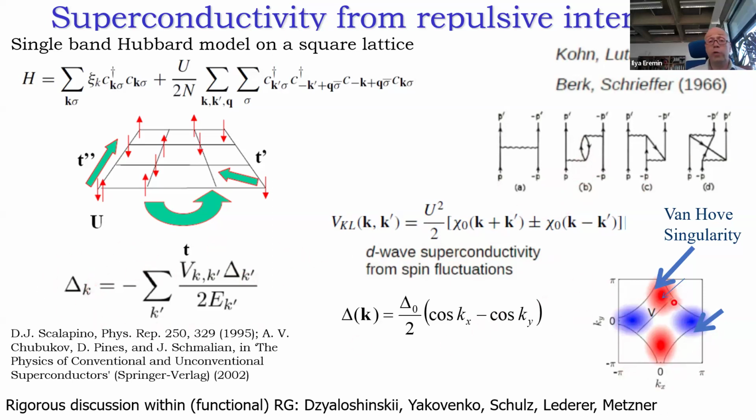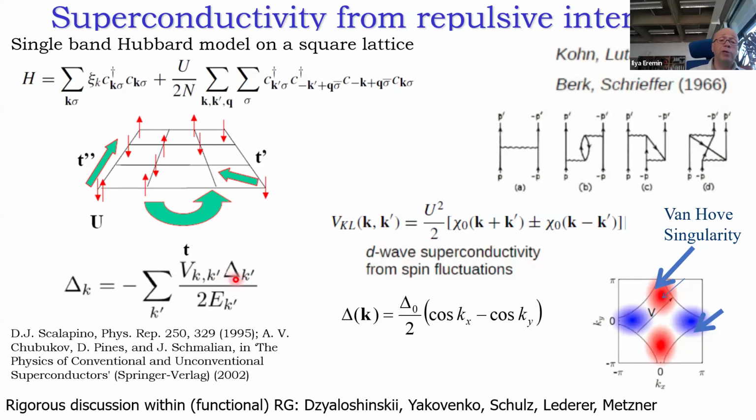And so what is happening is that if you look at the structure of this interaction, you will see that it has the largest repulsion along the points which are connected by the antiferromagnetic momentum, because even in the itinerant picture, you see that the system is near the magnetic instability. And here you will see that this Kohn-Luttinger interaction will be peaked near (π, π).